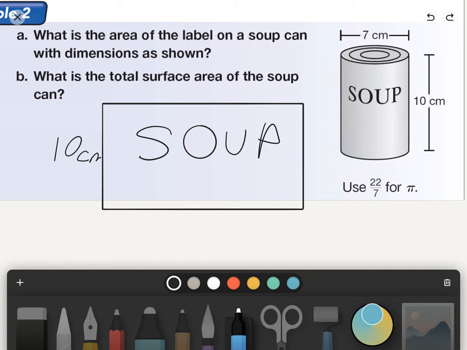So here we have a roll of paper towels. A soup cylinder. Here's our cylinder, but if you unwrap it, oh, okay, that makes sense. It's a rectangle, sort of.